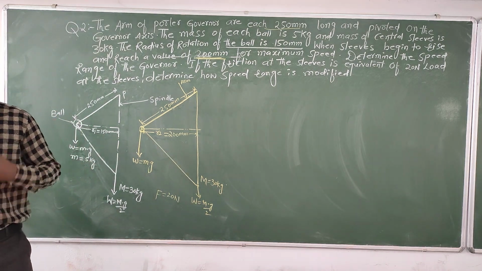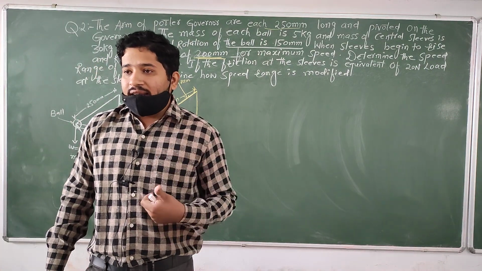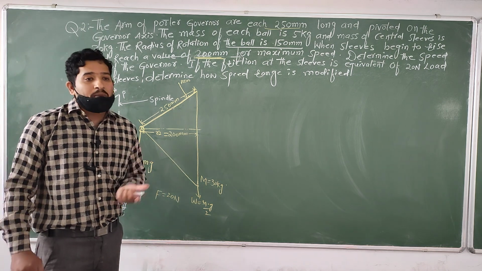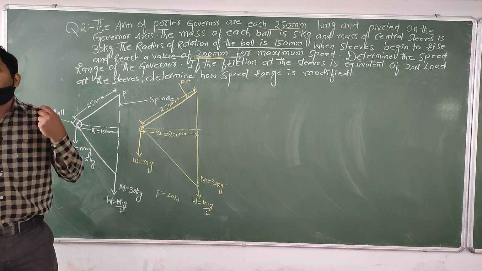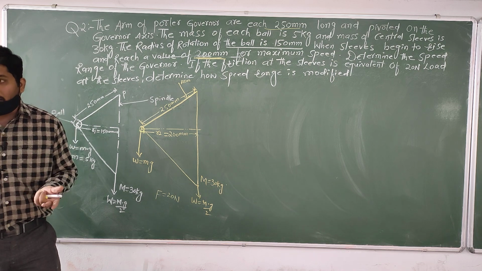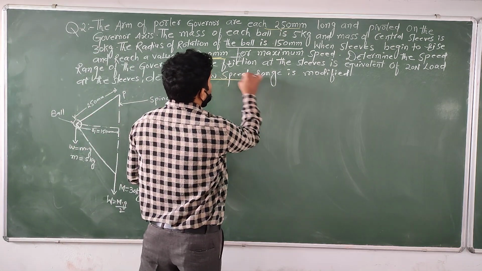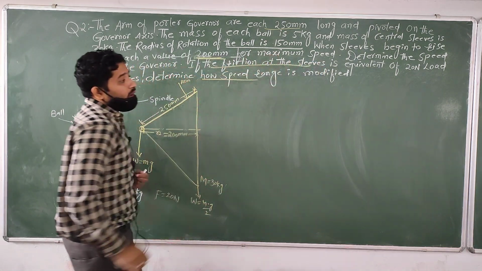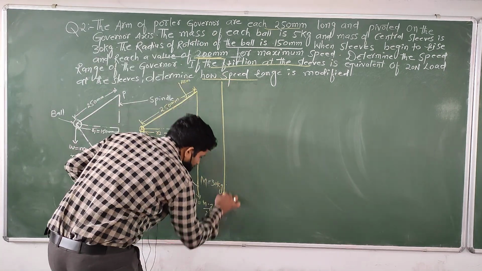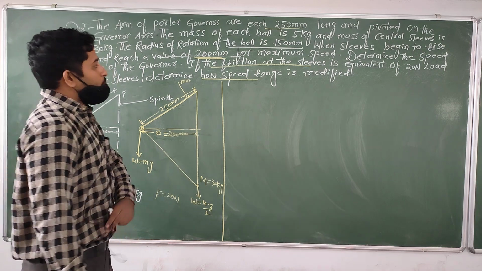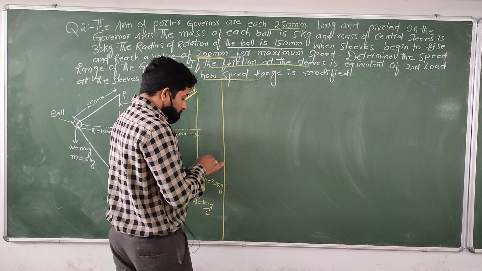The first thing is we need to find the maximum speed of the governor. Second thing is we need to find the minimum speed of the governor. And third thing is we need to find the range of speed of the governor. After that, again we need to find the speed when friction at the sleeve is considered. We need to find that in the third case. Okay, first we need to find the maximum or minimum speed of the governor.